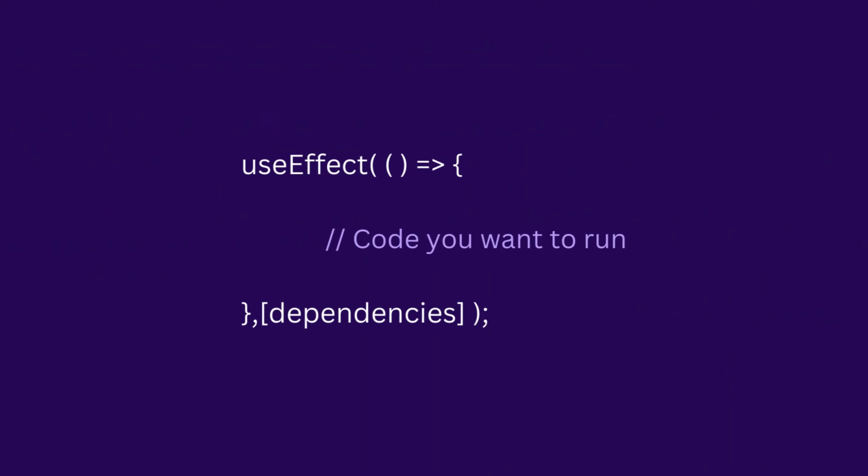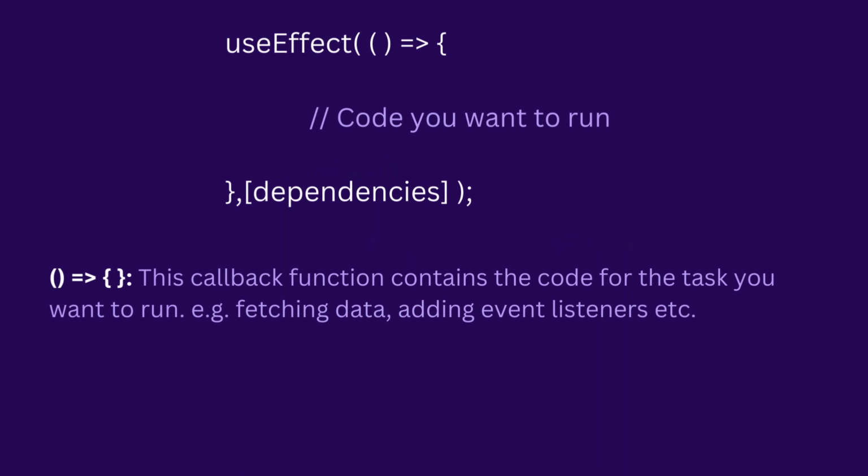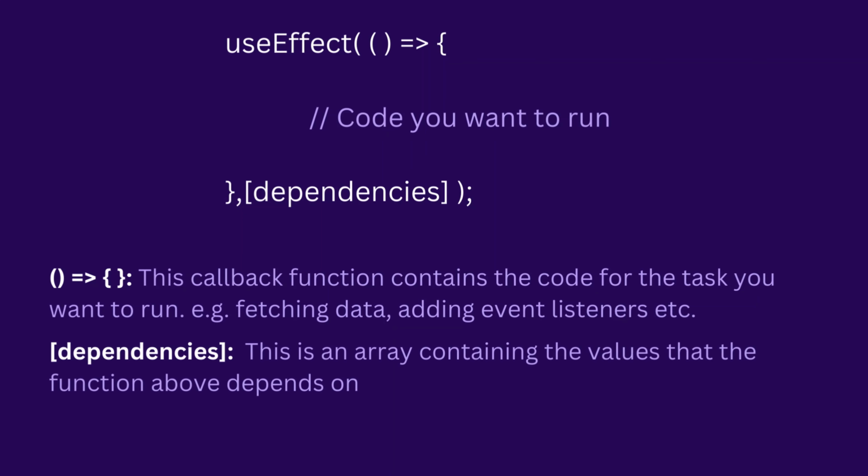The useEffect hook takes in a callback function and an optional array of dependencies. This callback function contains the code for the operation you want to run. For example, fetching the data, adding event listeners, setting timeouts, time intervals, any kind of code you want to run. And the array of dependencies is an array containing the values that the callback function depends on.